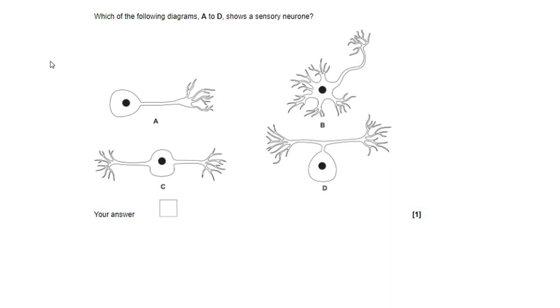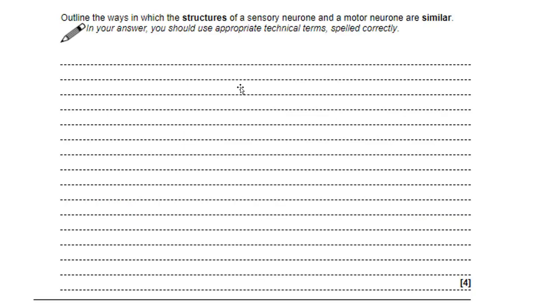Okay, let's have a go now. Let's finish off this lesson with some more questions. Which one is a sensory neuron? And it was D, because the cell body is away from the axon. Next question. Outline the ways in which the structures of a sensory neuron and a motor neuron are similar. Okay, you need to be very careful with your spelling because there are similar words here, and use appropriate technical terms. Okay, pause the video and have a look.